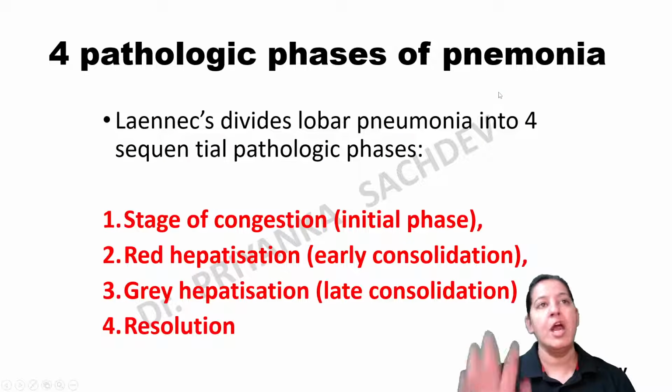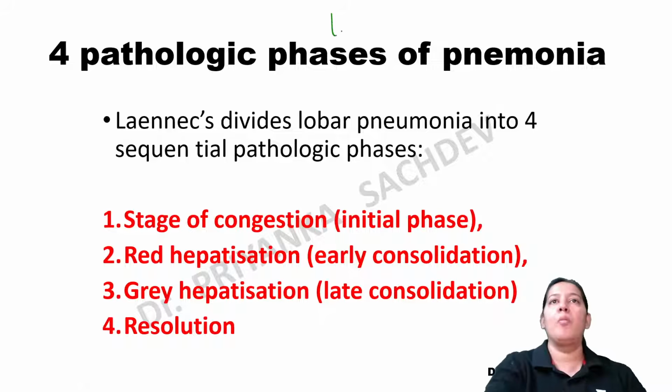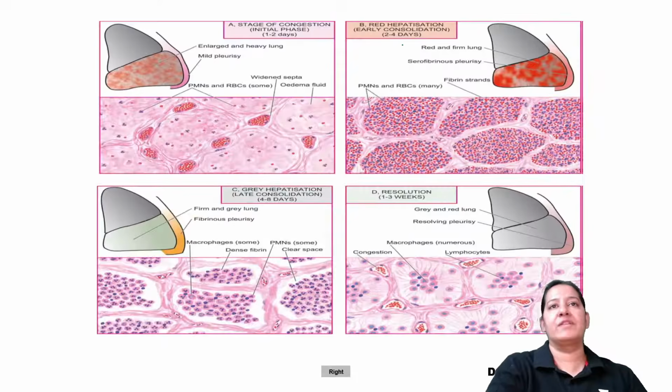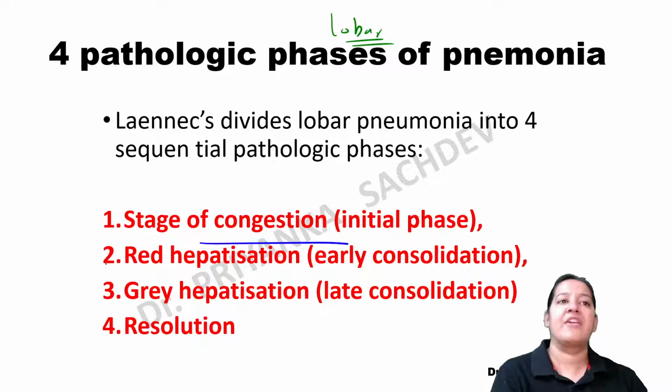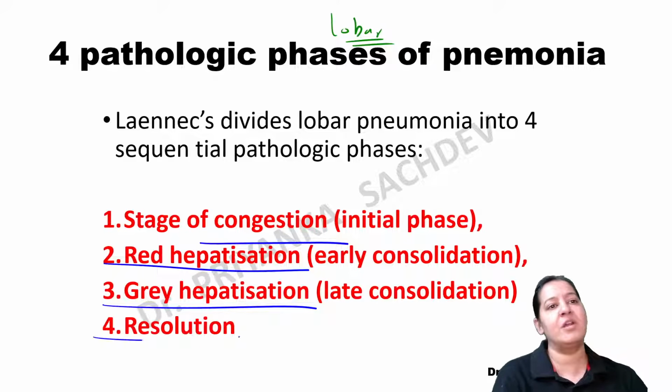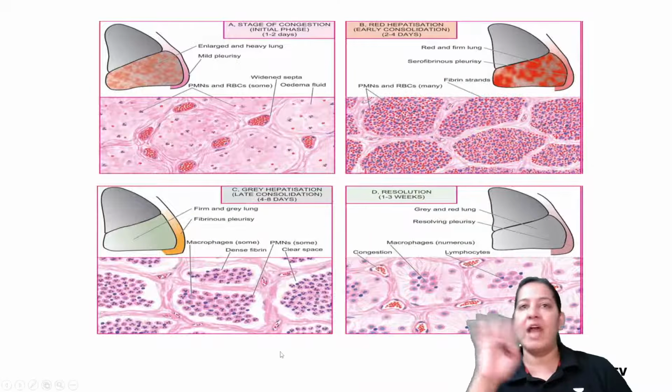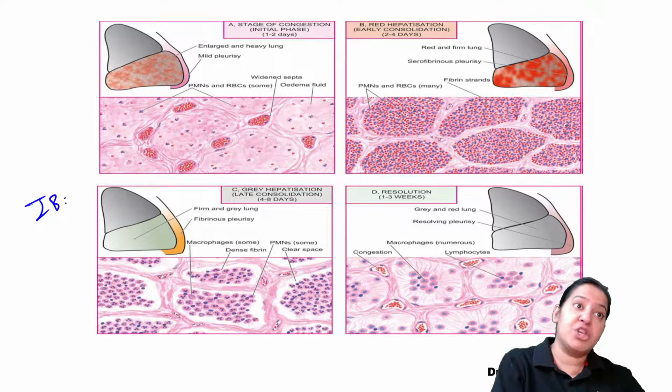That is the etiology. Now, I am teaching you lobar. In lobar, there are 4 phases. What are the 4 phases? Stage of congestion, red hepatization, gray hepatization, and resolution. So I would like to explain the diagram for image-based questions on pneumonia.